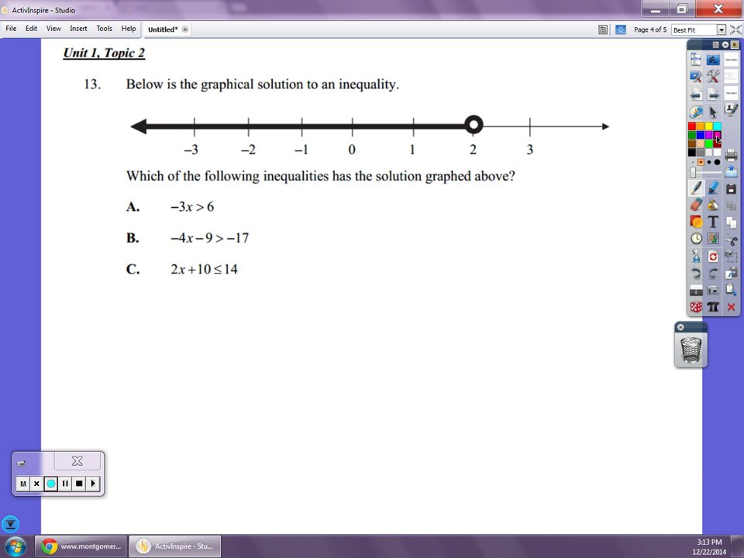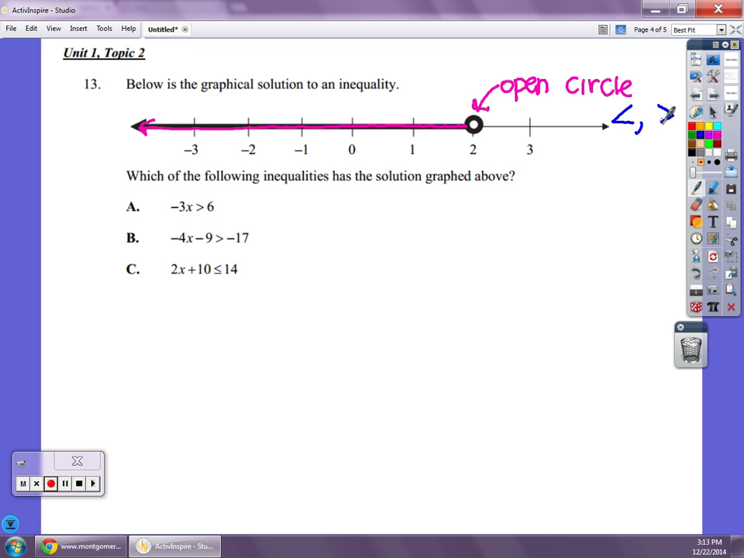Okay, first thing that I would like to note is that we have a graph that has an open circle and is being shaded to the left. So I really want us to think about that. Open circle only has two choices, less than or greater than. So we're not going to include the less than or equal to. We're not going to include the greater than or equal to. We're only looking for less than or greater than.